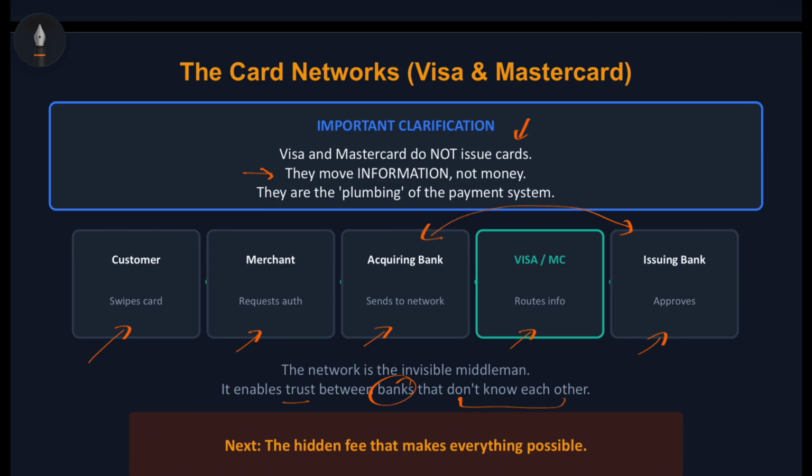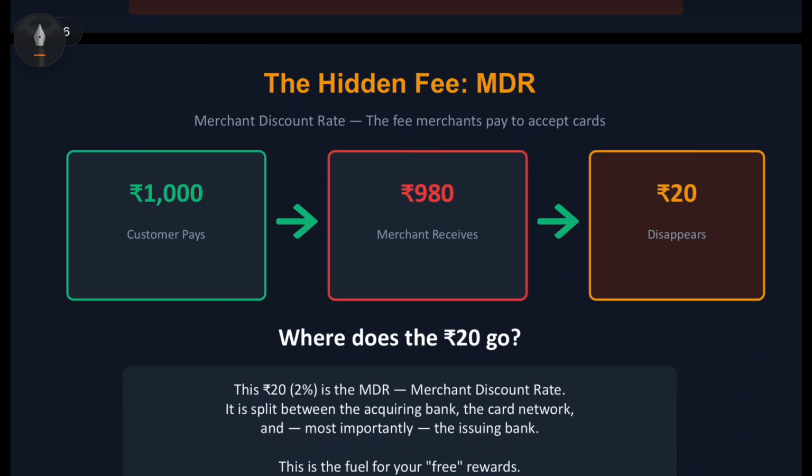So we are talking about issuing and acquiring banks. See, these banks would have no connection at all, but even then the transactions happen, right? So there needs to be a middleman who is actually providing trust, who is authenticating the request. So this is where the card networks like Visa and MasterCard come into the picture.